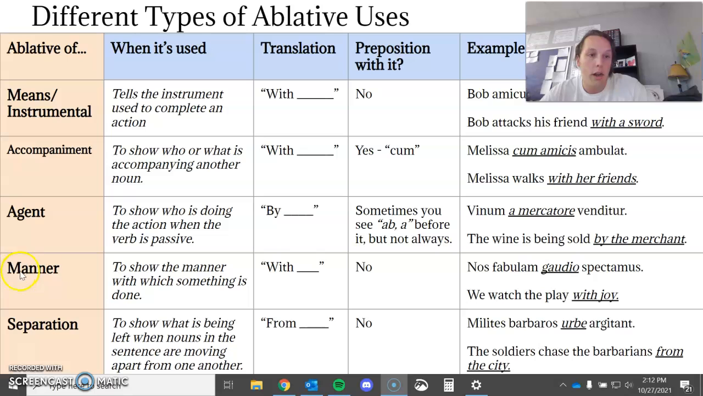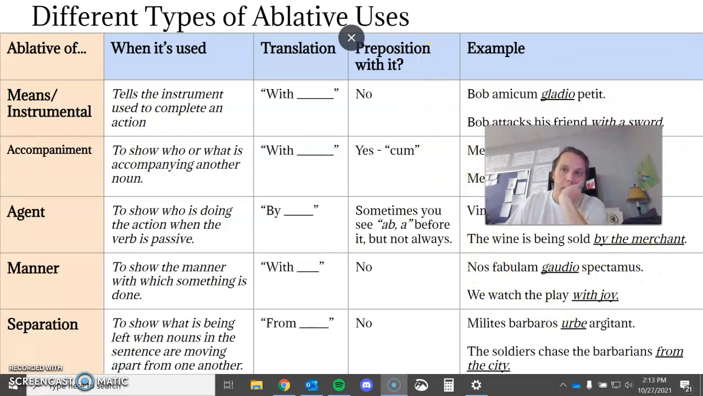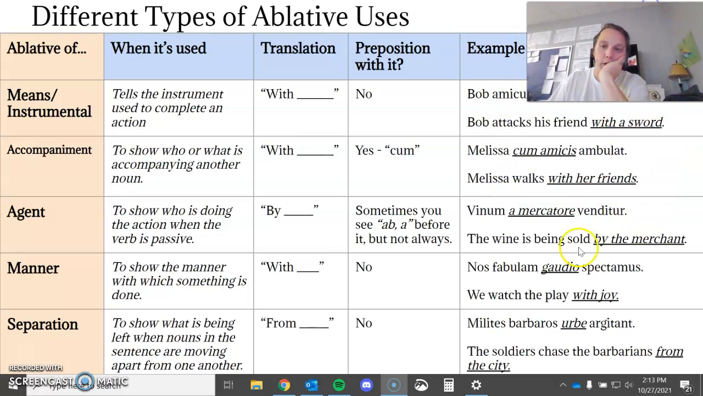All right. Probably the third most common use of the ablative is called the ablative of manner, and that's like the manner with which you accomplish a goal. It's translated as "with blank." Usually, you do not typically see a preposition with it, so it can be treated very similarly to the ablative of means. And honestly, if you don't know the difference and you just translate them both with, it's going to make just as much sense. So whereas up here I said, Bob amicum gladio petit, Bob attacks his friend with a sword. He's using the sword to do it.